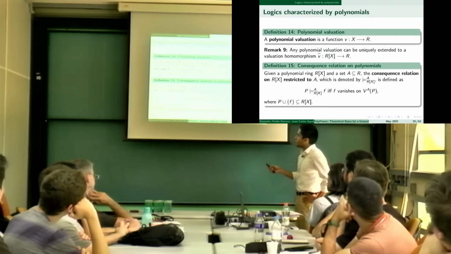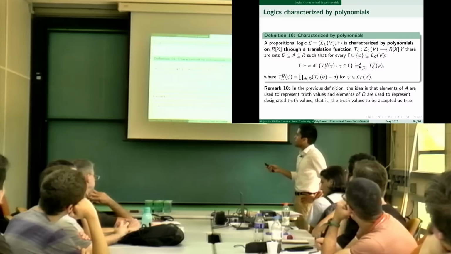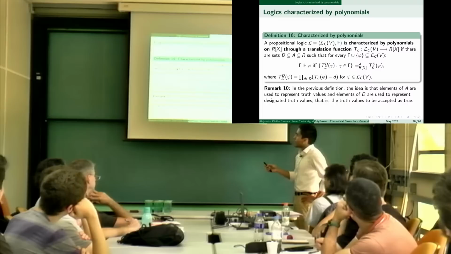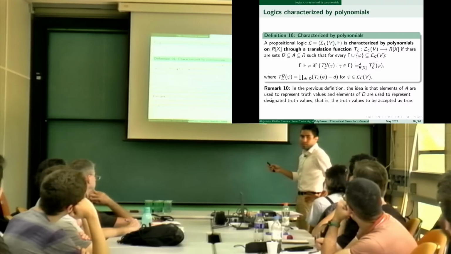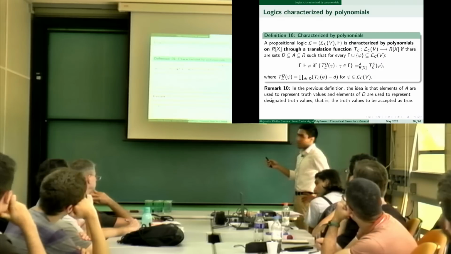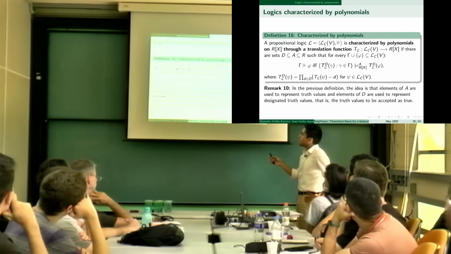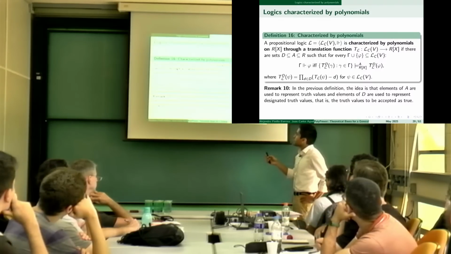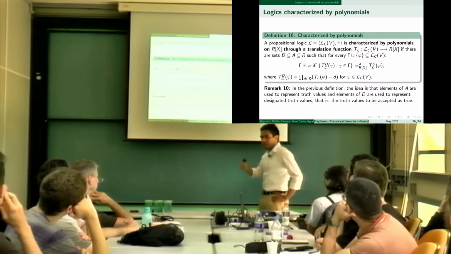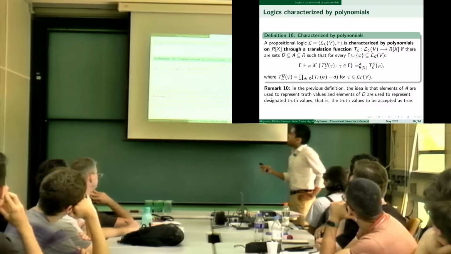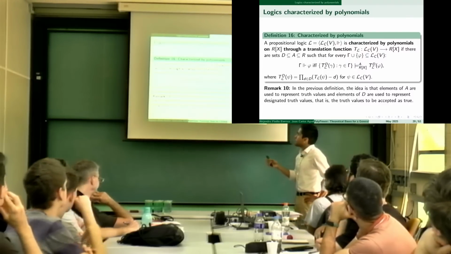this definition of a consequence relationship, we can say that a logic is characterized by polynomials if in every case gamma deduces phi if and only if the translation of each member of gamma can deduce the translation of phi. Okay? Here this translation depends on the subset D of A, which usually is associated with the designated true values. Okay? So this is like the main definition here.